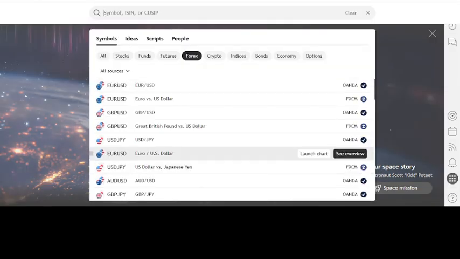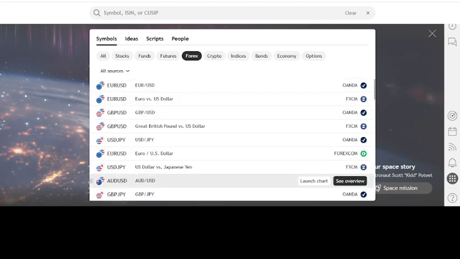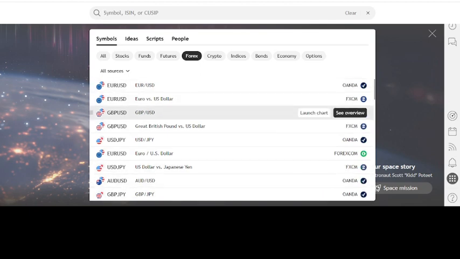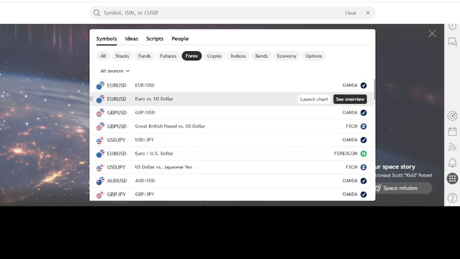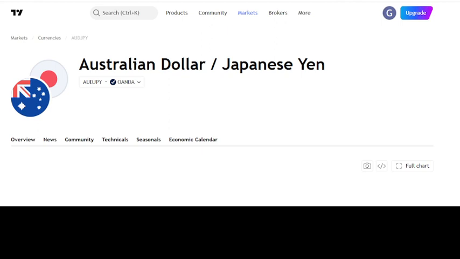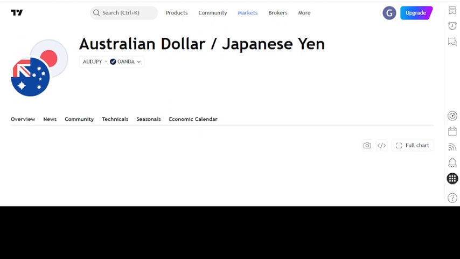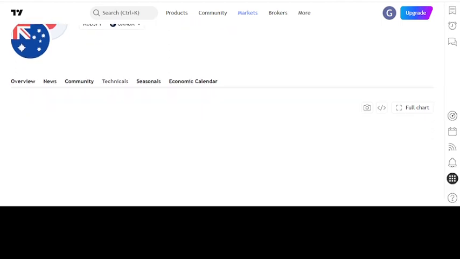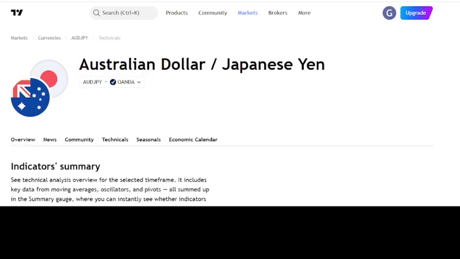Okay, here it is. It happens to pop up here. But normally I would just type in Aussie dollar Japanese yen, and then here it is right here. So what we're going to do here is see overview. Click on see overview for the Aussie dollar Japanese yen, and then click on technicals. Loads up the technicals.